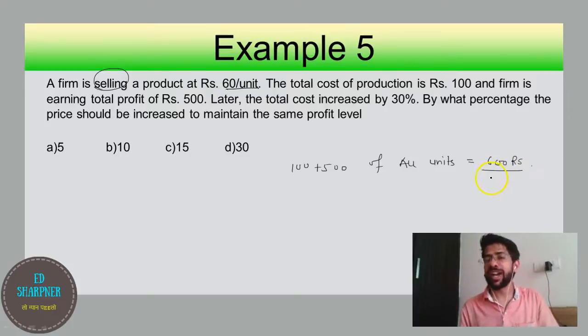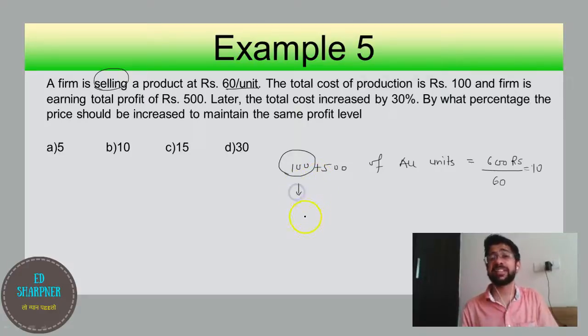So can we now find how many units the company is making? It is of course 10 units, because the total selling price is 600 and the per unit selling price is 60. That means the company is selling 10 units of the product. Now what happens if cost is increased by 30%? By what percentage should the price be increased to maintain the same profit level? The cost price is 100, right? To make these 10 units, the cost price is 100.